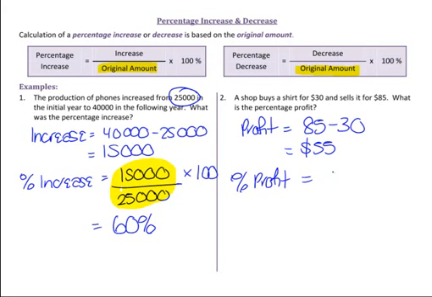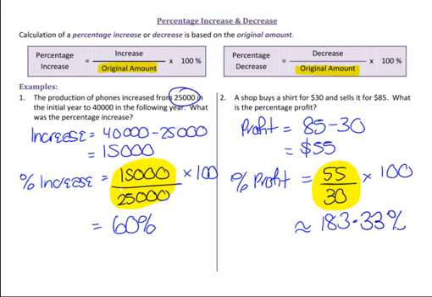Your percentage profit, or your percentage increase in this case, is going to be 55 over the original, which was 30, that's what it was originally, times by 100. Again, I've made my fraction, and then I times it by 100 to make it a percentage. So 55 divided by 30, then times by 100, and I get approximately 183.33%. Or to the nearest whole number, 183%.